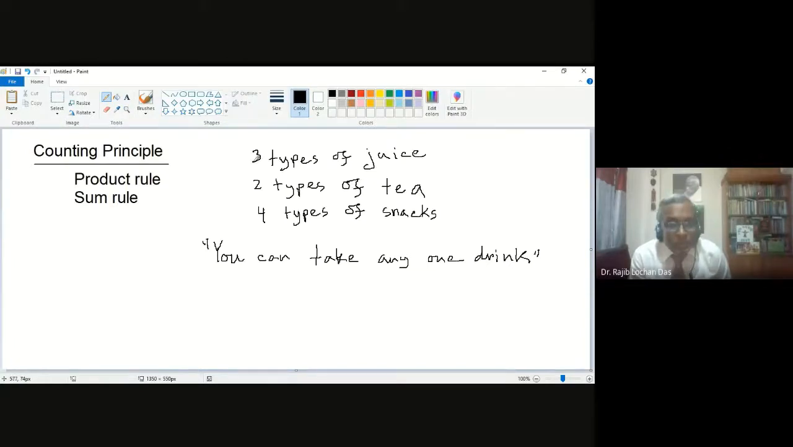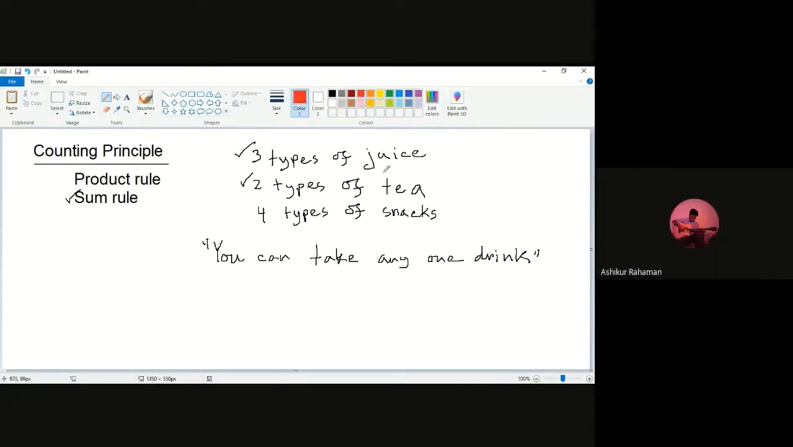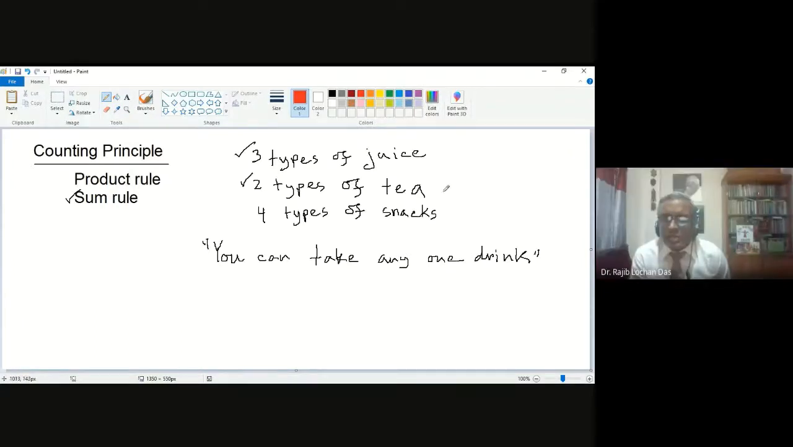You were actually adding, isn't it? You were actually adding three and two. So you are actually applying the sum rule. Why are you applying the sum rule? What is the connective here? Drink is not the connective. Drink is two types of things, juice or tea.